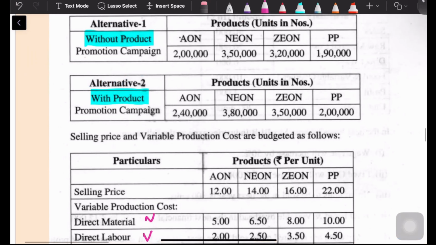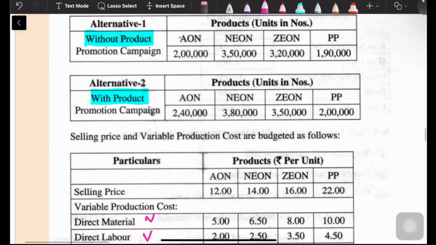Next, last one, PP. So PP 10, 4.5, 1.2. 10 plus 4.5 is 14.5, plus 1.2, 15.7. 22 minus 15.7, 6.3 is the total contribution per unit. Here also 1.2, so this takes 1 hour. 6.3 divided by 1 is 6.3 only. 6.3 into 1.9 lakh, 11 lakh 97,000.